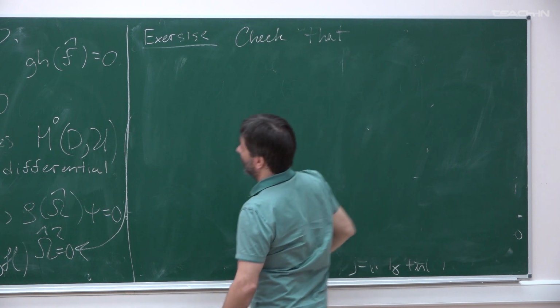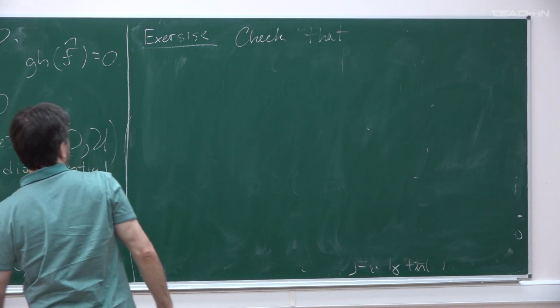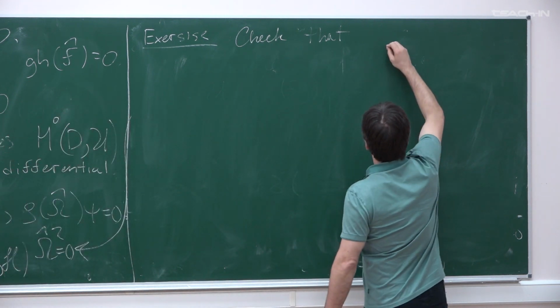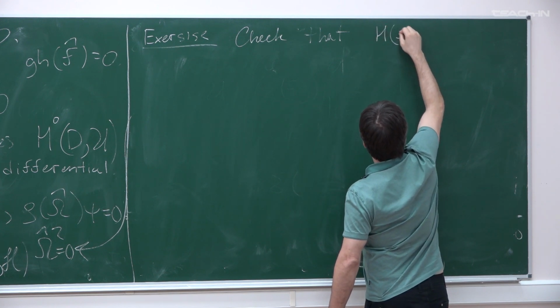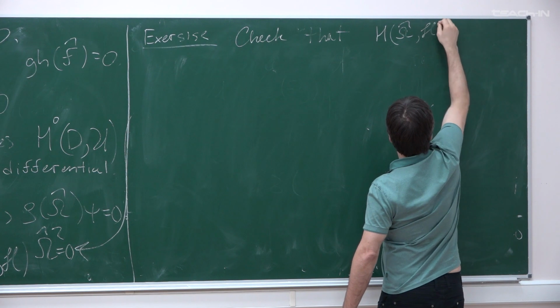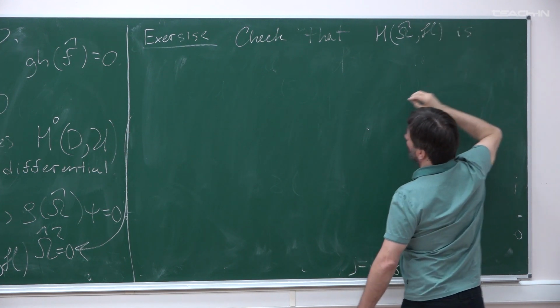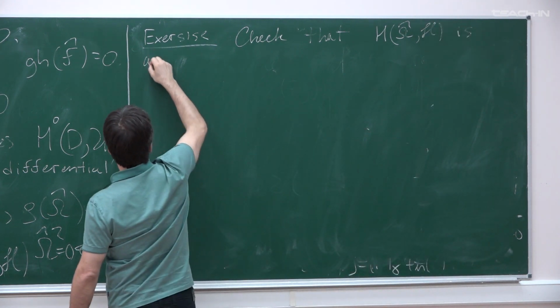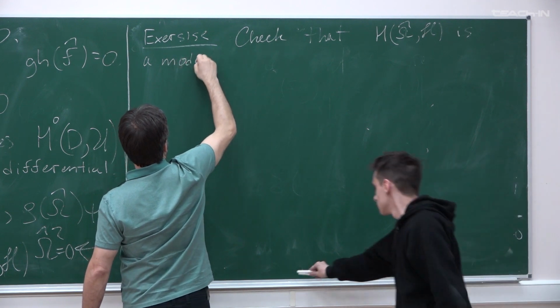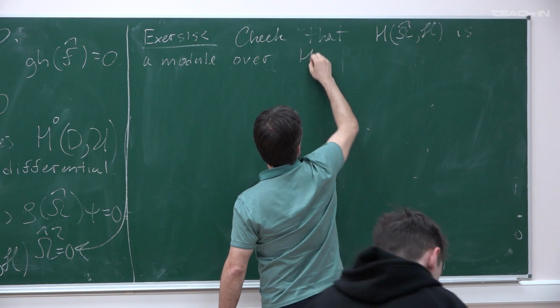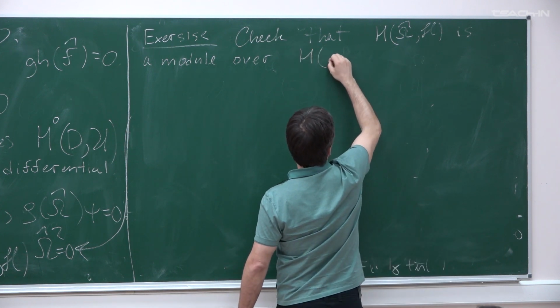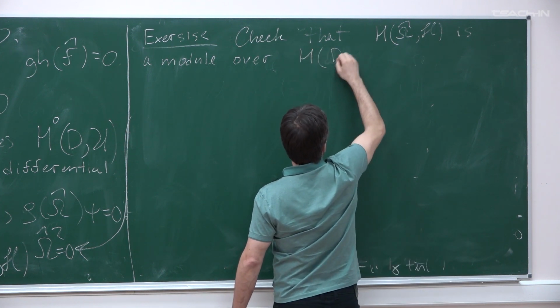So the following I'll formulate as an exercise. Check that cohomology of omega in H is a module. It's very straightforward. Module over cohomology of D in U.